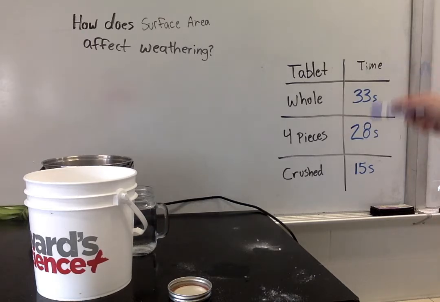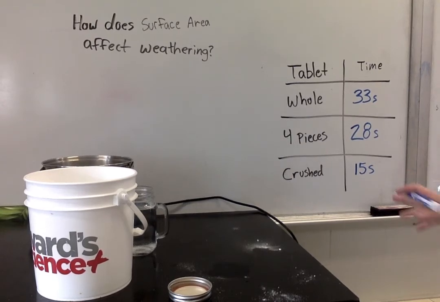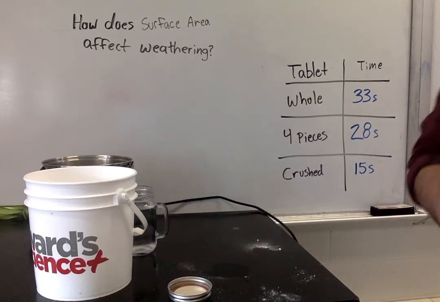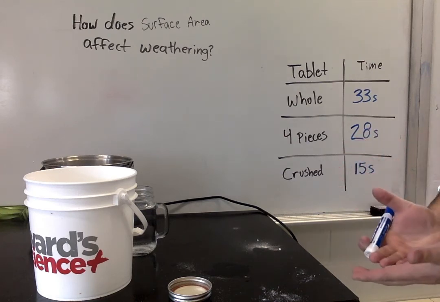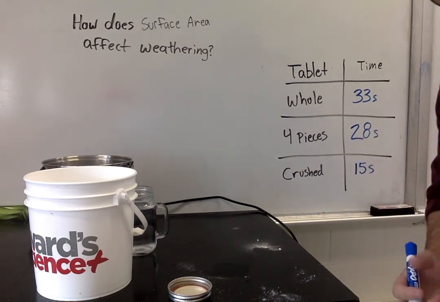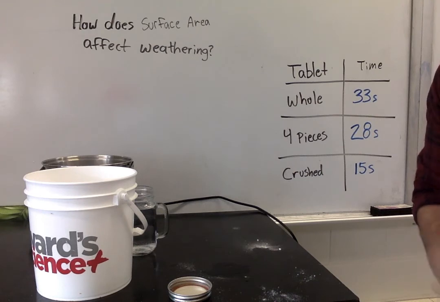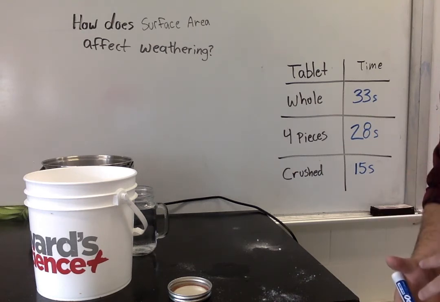So think about, where could we see this type of weathering occur out in real life? So an idea that I brought up in class is, what if we had a gigantic boulder or a small pile of gravel, very, very small gravel? Which one do you think is going to weather faster, the boulder or the small pile of gravel? So think about that.